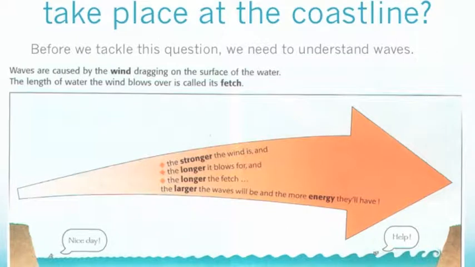So before we tackle the question of geomorphic processes, we need to understand how waves are formed. Now we all know that waves are created by wind dragging along the surface of the sea. So the stronger the wind is, and the longer it blows for, and the longer the fetch, means larger waves. Okay, so hopefully we all know that the fetch is the distance that the wind has to blow over.